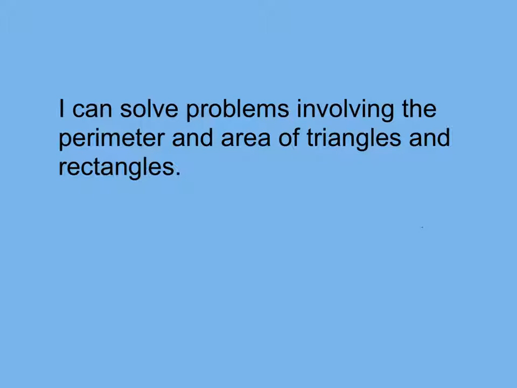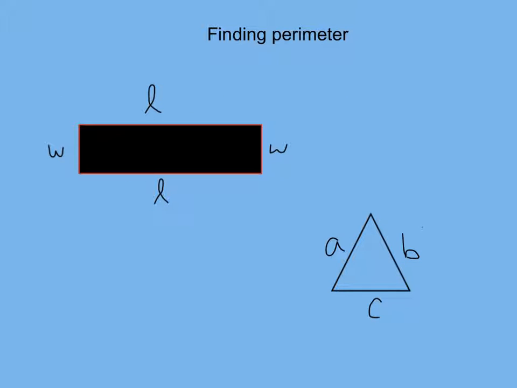Today's learning target is I can solve problems involving the perimeter and area of triangles and rectangles. If you remember from previous years, the perimeter is the distance around an object. Okay, so here we've got a triangle and a rectangle. If we're asked to find the perimeter, we're looking for the distance around it.